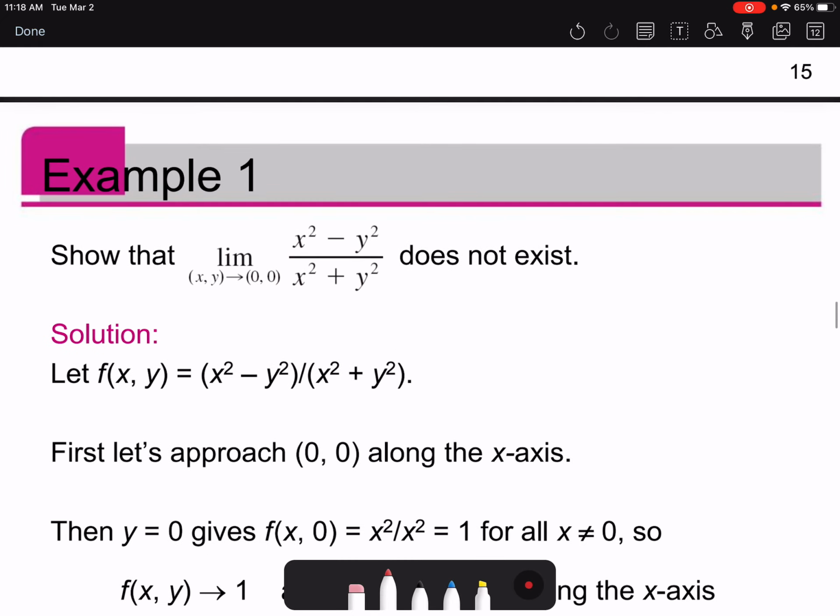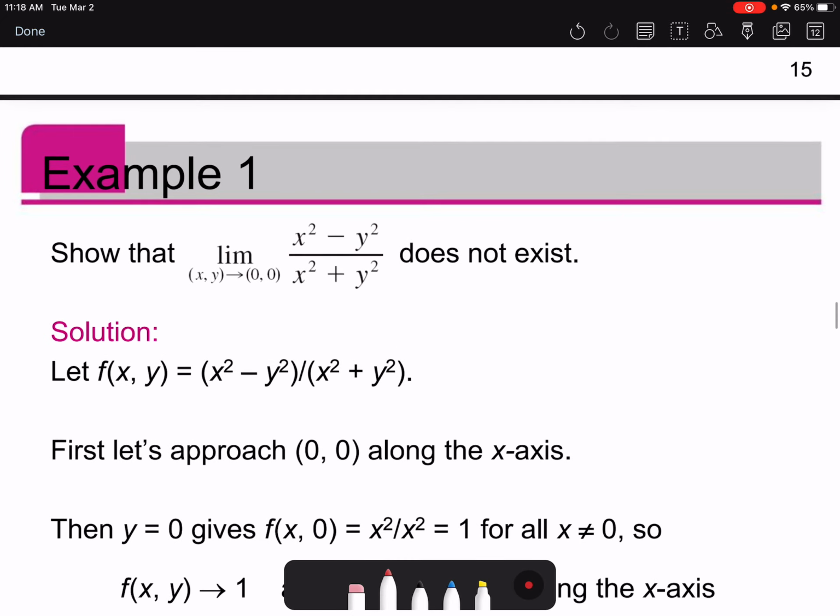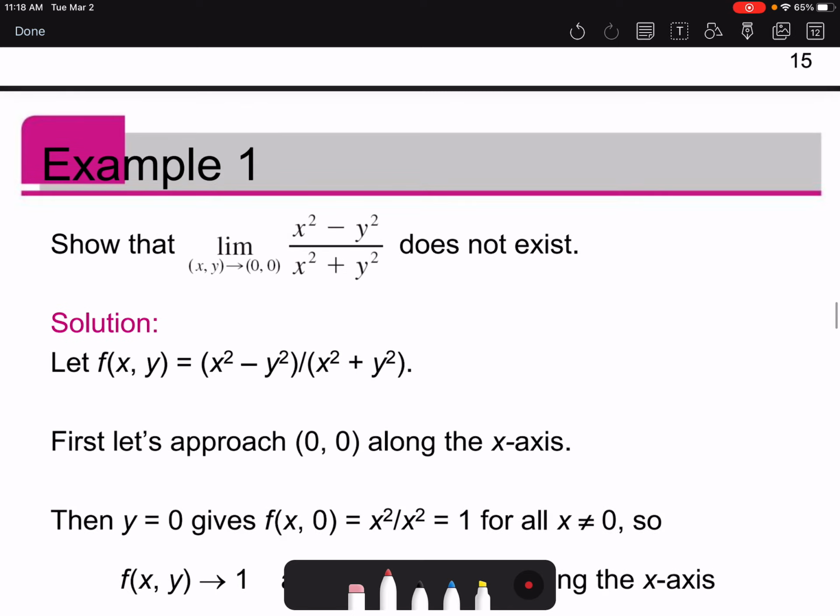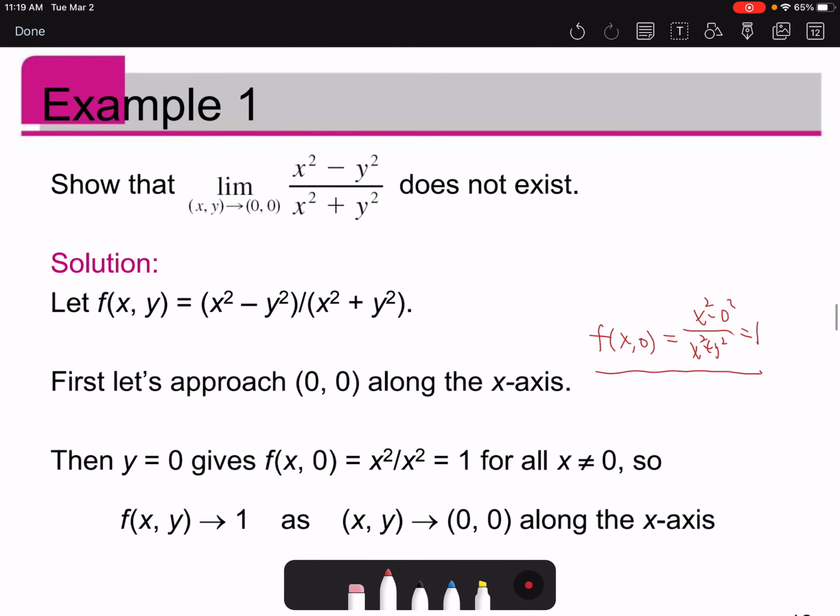Okay, we let x approach along the x-axis first, and then y should be 0. So that gives us what? As the expression here, if y is 0, we'll have f of (x, 0), which is equal to x squared minus 0 squared over x squared plus 0 squared, which is equal to 1. So along the x-axis, the function value is a constant value, 1.